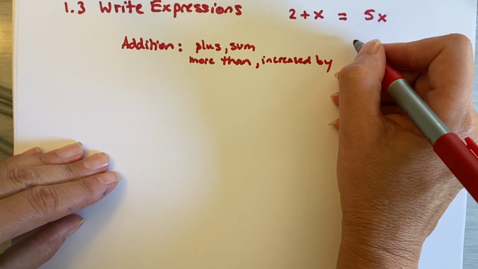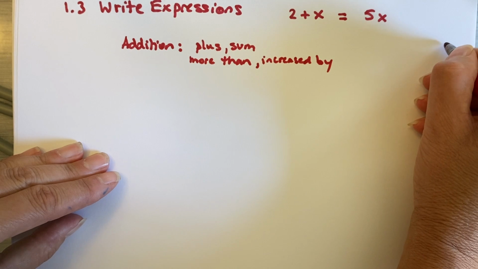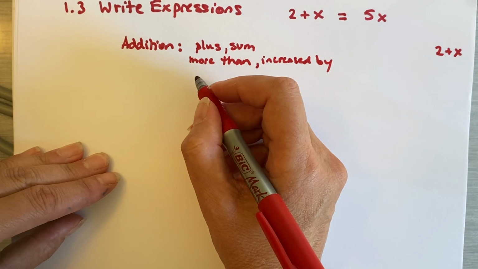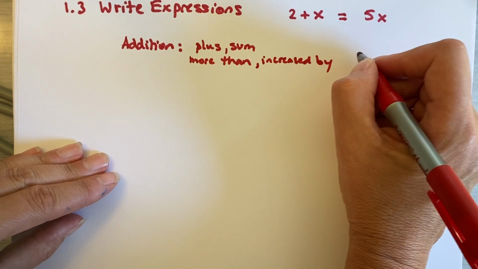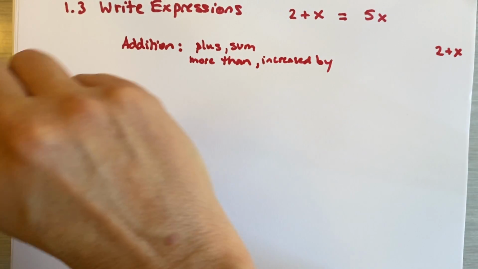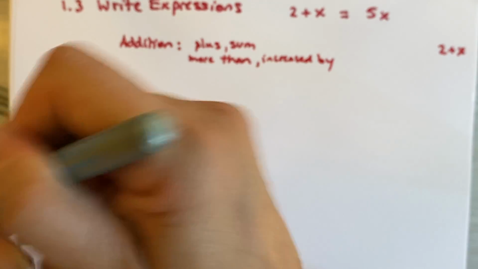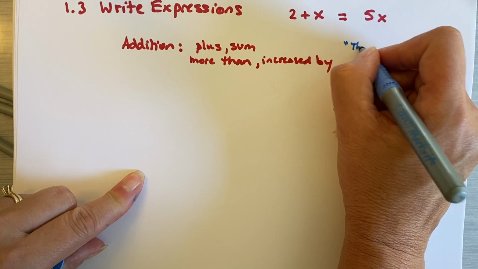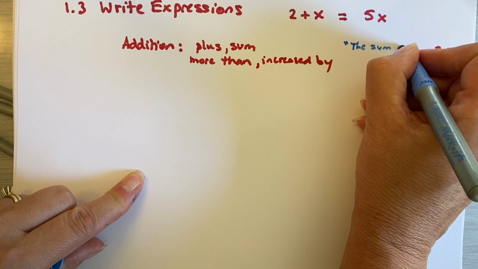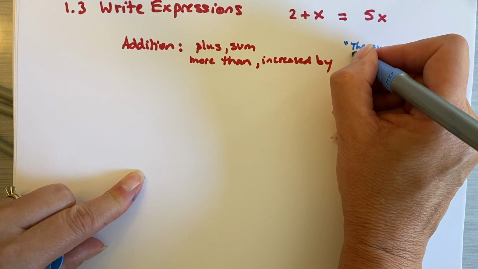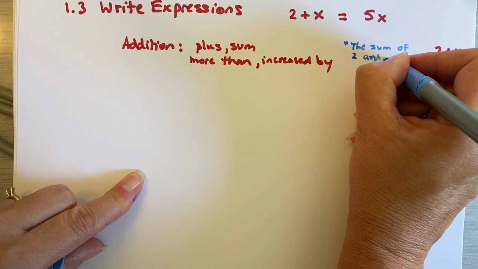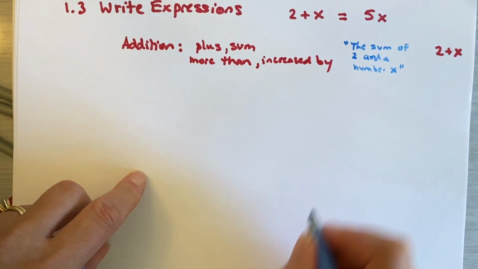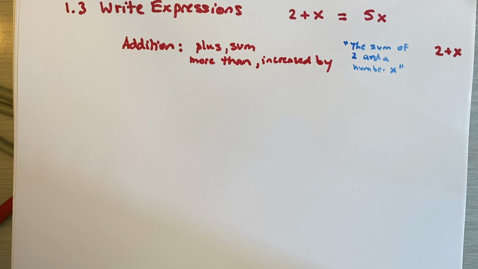So if I use what I had up here, which was 2 plus x, and I'll stick it here on the far right, and I'm talking about addition words, I would say, and I will put this in a different color just so that I don't mix things up, this is the sum of 2 and a number x. But I'm guessing a lot of you are saying to yourselves, I would not have said that.